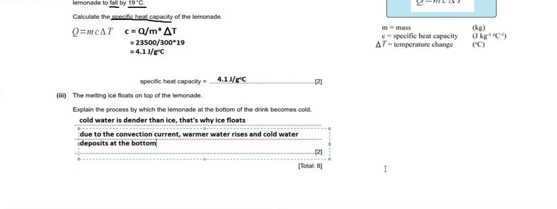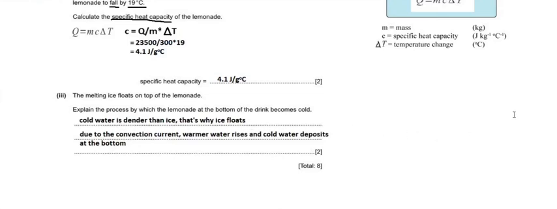So we know that we have learned three kinds of transfer of the heat: conduction, convection, and the radiation. So in the convection, what happens? The water particles themselves move from one point to another point, and the warmer particles always goes higher or rises, and the cold particles generally goes down. So in the case of the lemonade also, the warmer water rises and the relatively cold water deposits at the bottom, and that's all because of the convection current. So this is the process by which the lemonade at the bottom of the drink becomes cold.